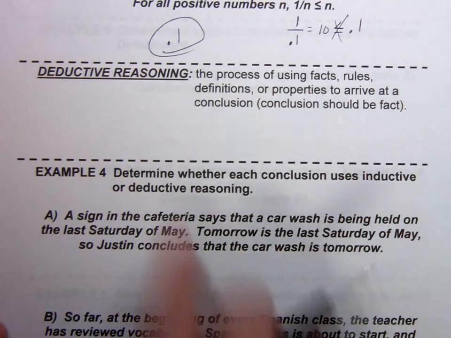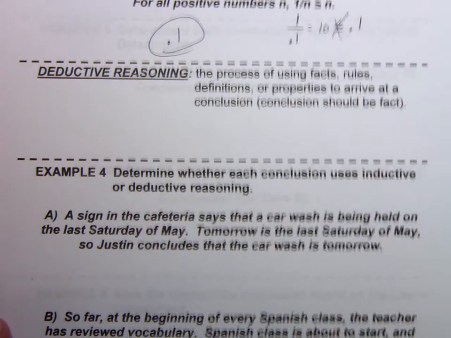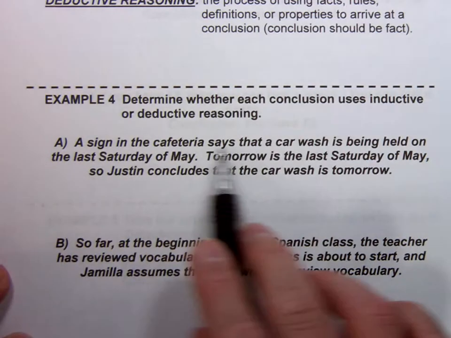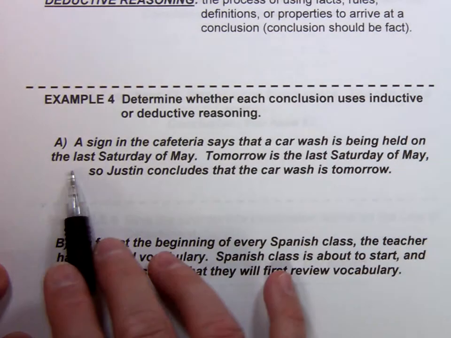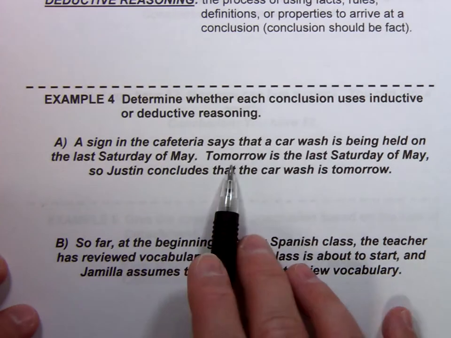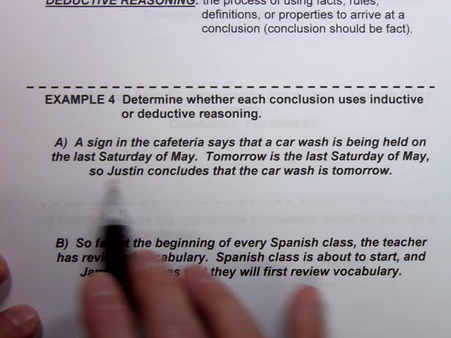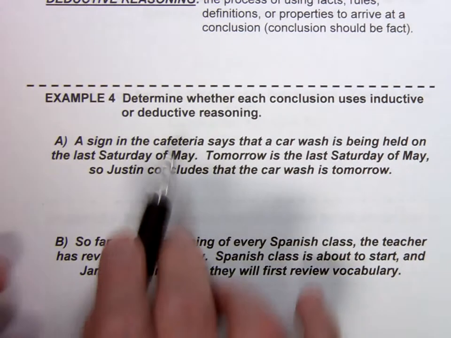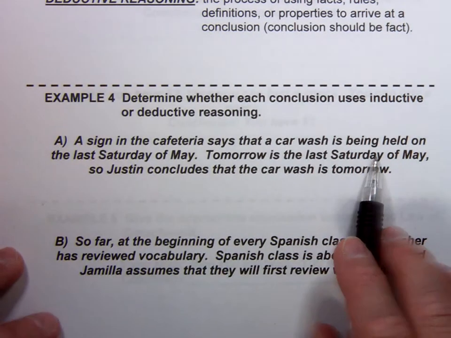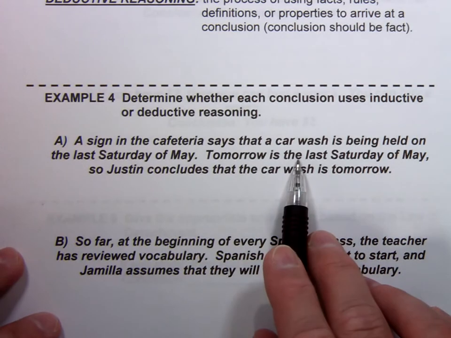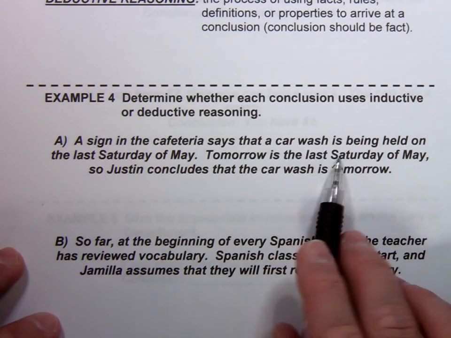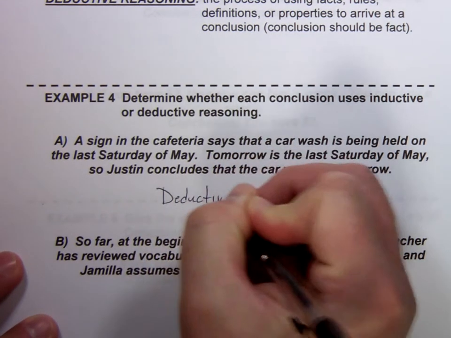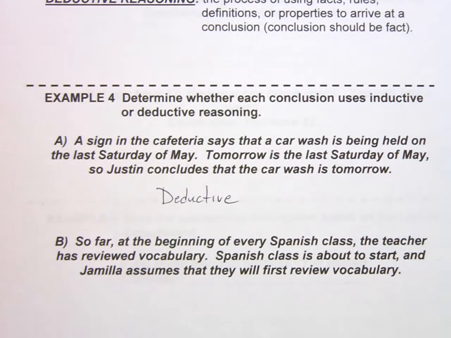All right. Determine whether each conclusion uses inductive or deductive reasoning. So we're going to try to distinguish between the two here. A sign in the cafeteria says that a car wash is being held on the last Saturday of May. Tomorrow is the last Saturday of May. So Justin concludes that the car wash is tomorrow. These things that they gave us are facts. It tells us when the car wash is. We're talking about what tomorrow is on the calendar. These are facts. This is not just picking up a pattern or anything. These are facts, and that means this is deductive reasoning.